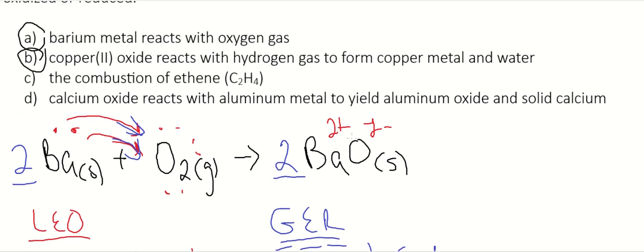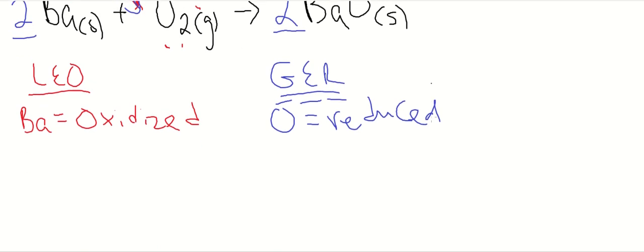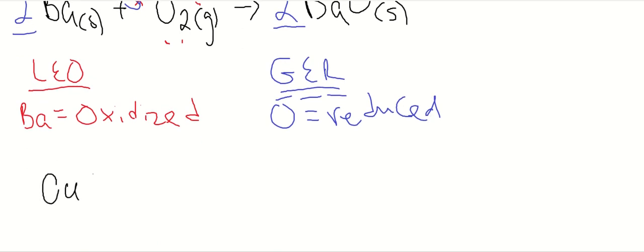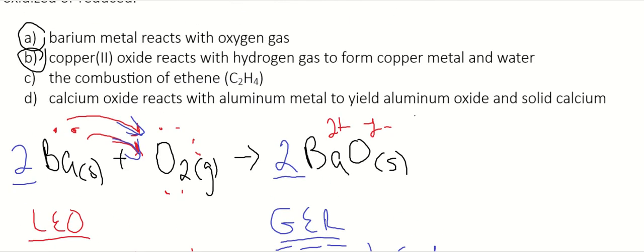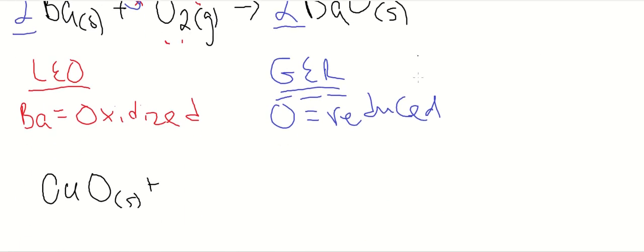All right, copper(II) oxide reacts with hydrogen gas. All right, let's do that. So that's copper. When it forms the cation, it's going to form the 2 positive cation, and oxygen again is going to form a 2 negative anion, and it's going to reduce to 1 and 1. So that's the formula unit for copper oxide. That's another ionic solid.